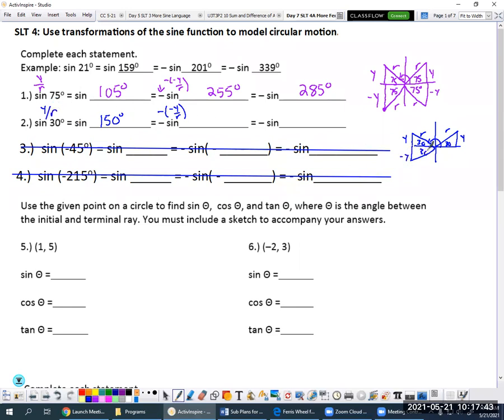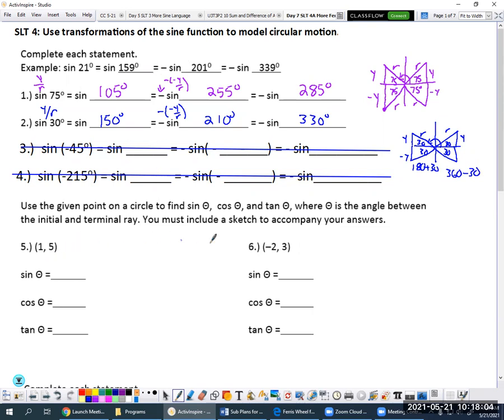So 30 degrees here, 180 plus 30 gives me 210. And then over here, 30 degrees, 360 minus 30 gives me 330 degrees. And again, these last two you can switch.